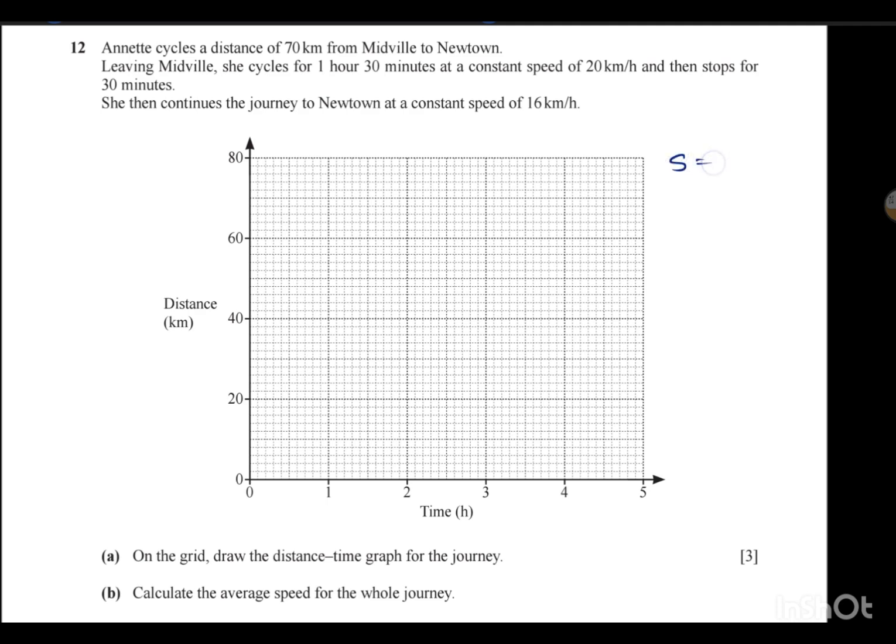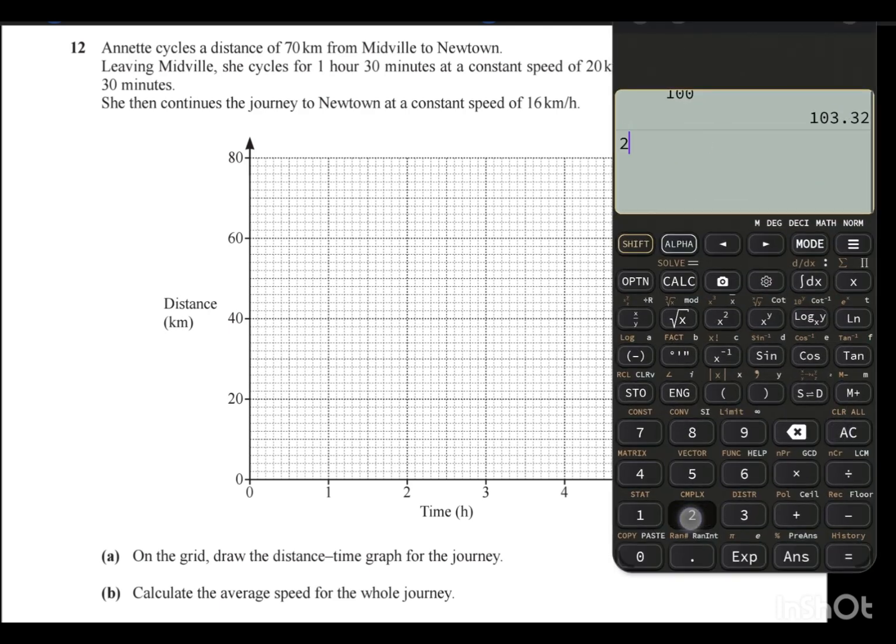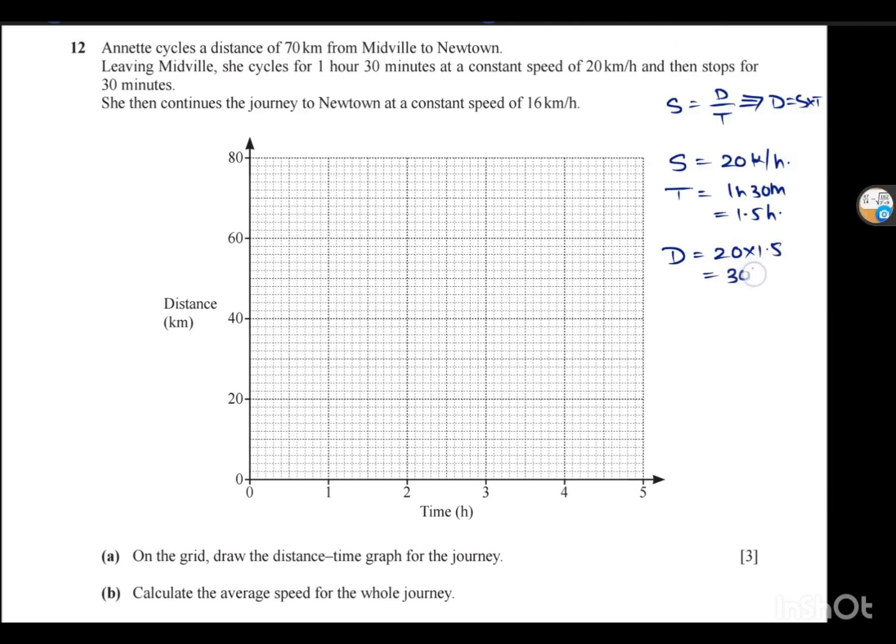So speed is given to us, 20 kilometers per hour, and time is given, which is 1 hour 30 minutes, which is 1.5 hours. So distance will be, if speed is equal to distance divided by time, so distance will be speed multiplied by time. So 20 multiplied by 1.5, which is 30 kilometers. So she cycled for 30 kilometers as she started.